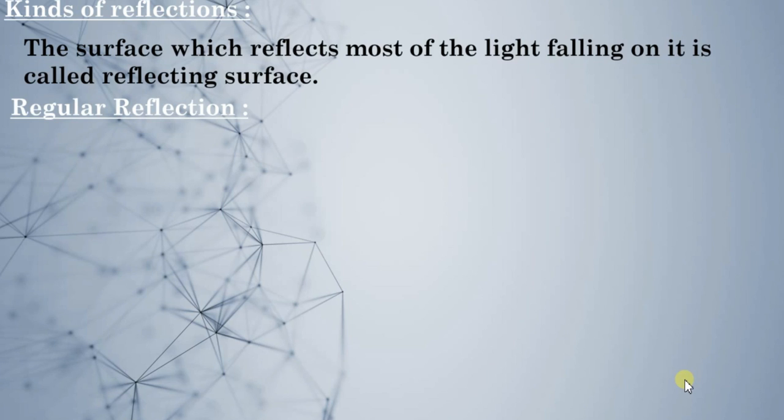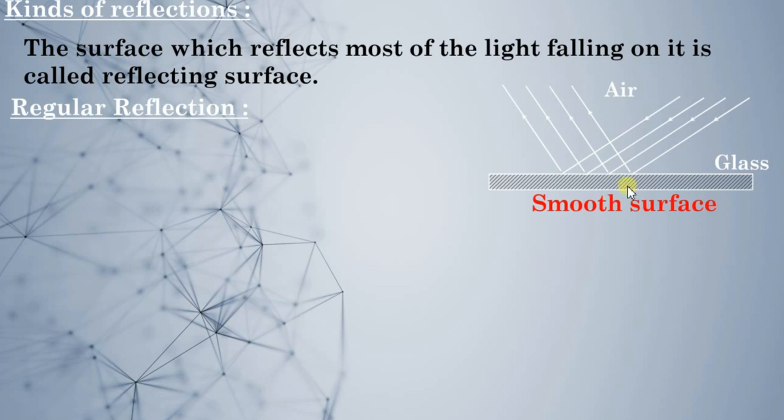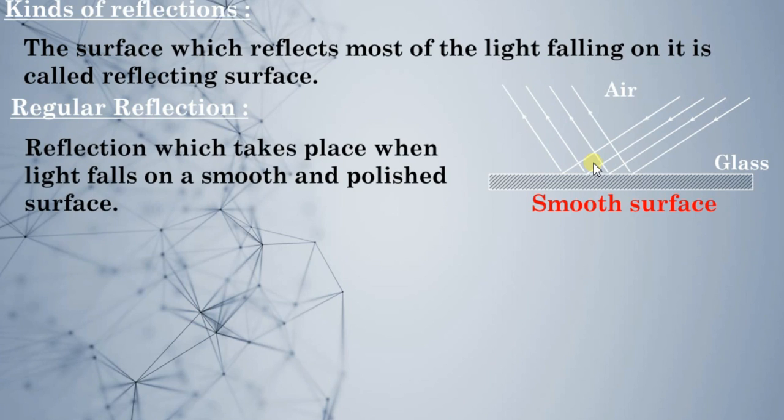Here is an image where you are able to see a smooth surface like glass. From the air medium, you can see the incident light ray falling on the smooth surface and bouncing back to the air medium. The reflection which takes place when light falls on a smooth and polished surface is called regular reflection. How about irregular?